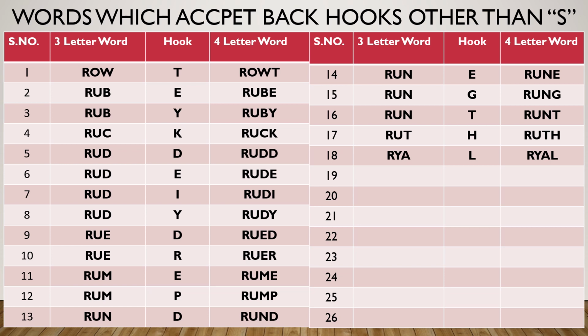And RUE accepts D and R, making RUED and RUER. RUM accepts E and P, making RUME and RUMP. RUN accepts D, E, G, T, making RUND, RUNE, RUNG, and RUNT. And RUT accepts H, making RUTH, and RYA accepts L as a back hook, making RYAL.